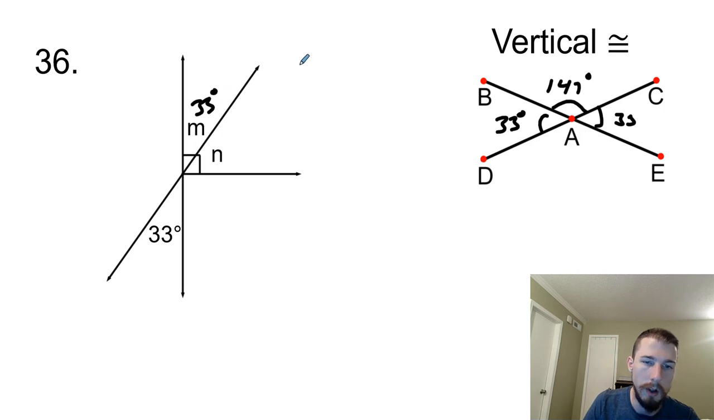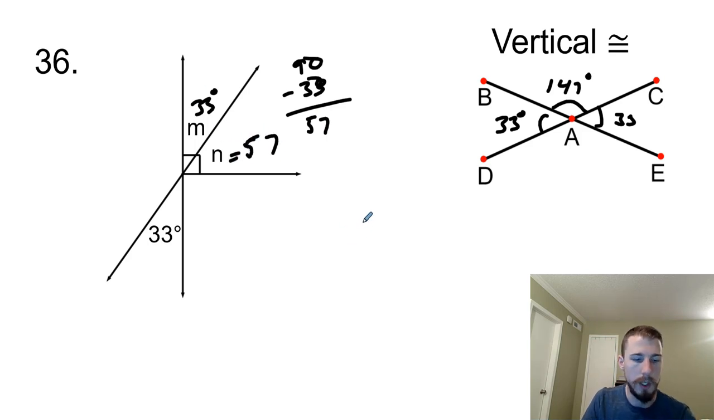Then all we have to do is find its complement, because those two add up to 90. So 90 minus 33 is going to be equal to, let's see, 57 again. So N is equal to 57 degrees and M is equal to 33. And those will be two of your answers for that one.